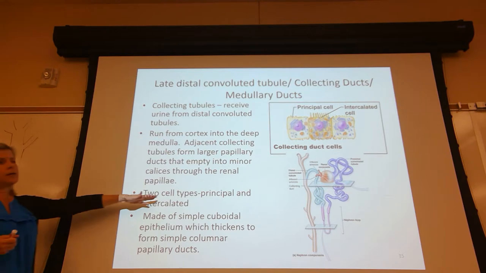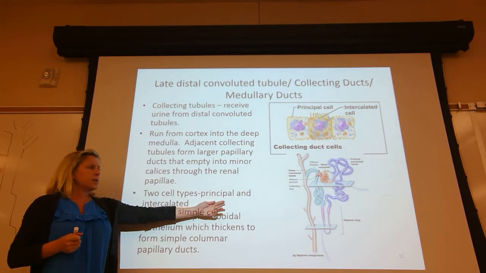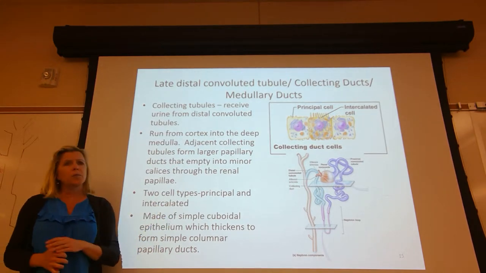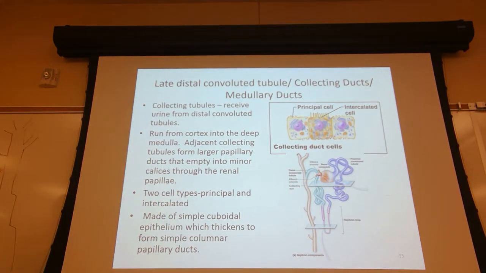There are two different kinds of cells there. It's the principal cells that respond to aldosterone. You do not need to worry about the alpha intercalated cells. I'll save that for physiology, they're fine. They have everything to do with acid-base balance. And again, we're back to cuboidal epithelium. When we actually get to the papillary ducts down here, we're down to columnar epithelium.